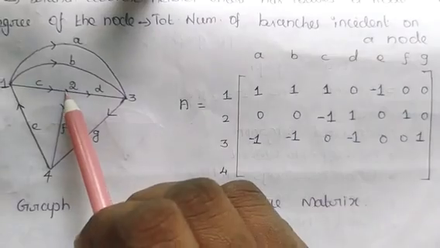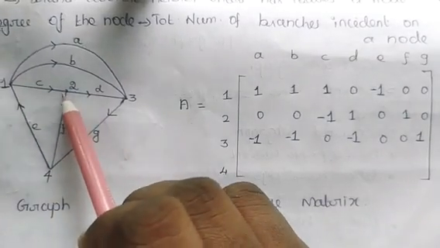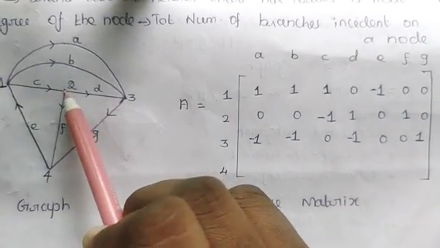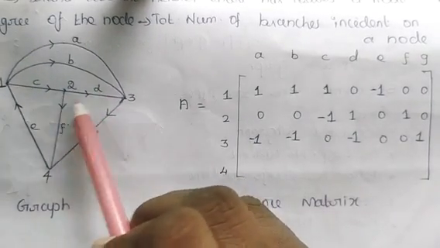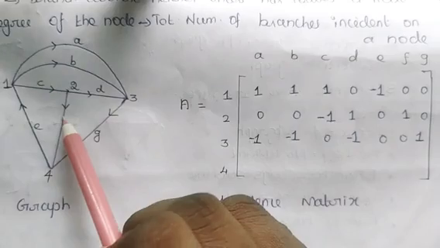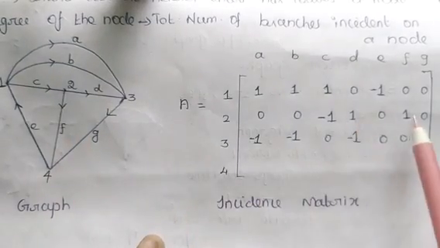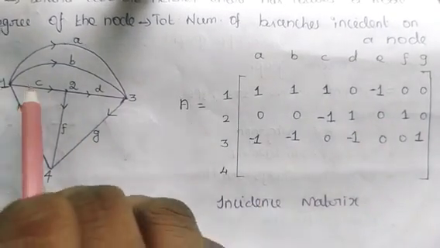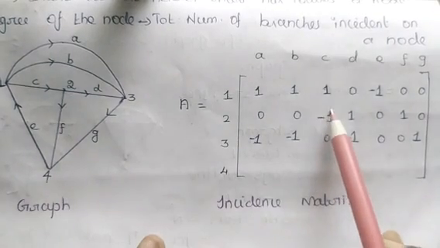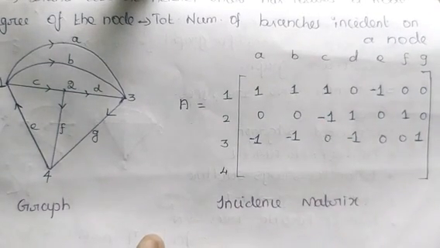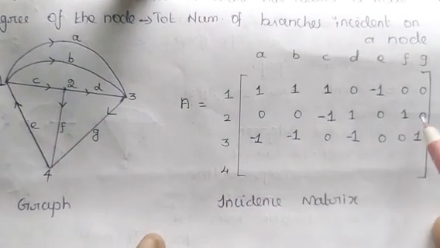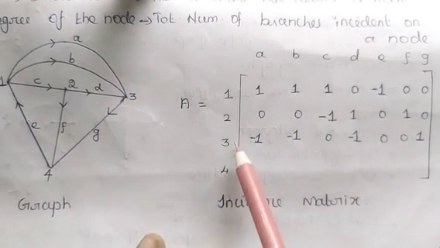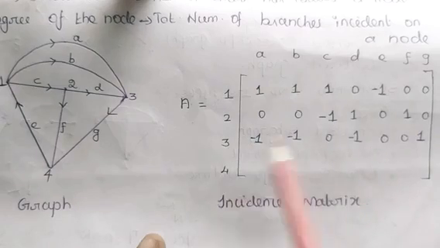Similarly, when I am considering node 2, there are 3 branches incident at the node. C is the entering branch current and D and F are the leaving currents. So D and F will take the value plus 1. C is entering, so it will take the value minus 1. All the other 4 branches are not incident at node 2, so they take the value 0. Similarly, I can write the elements for the third row also.